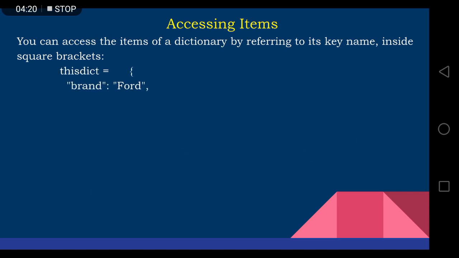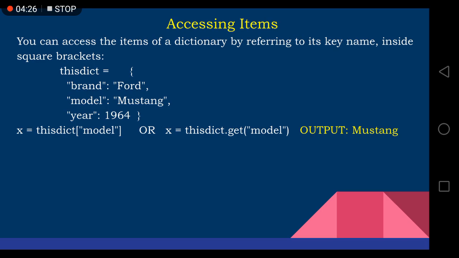thisdict is equal to open curly brace, brand: Ford, model: Mustang, year: 1964, and we are closing the dictionary definition. x is equal to thisdict["model"], or x is equal to thisdict.get("model"). So both are equal. Here we are just accessing by the key, which is thisdict["model"]. Here, what is model? Model is one key value. So based upon that it will print the answer.